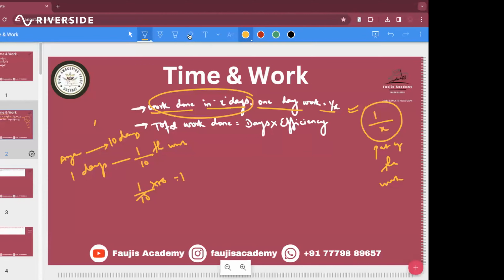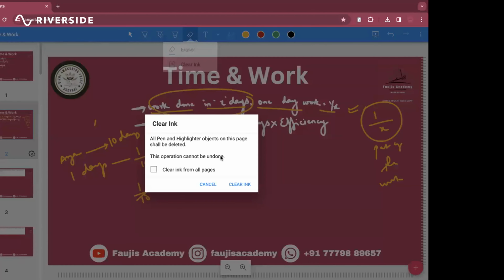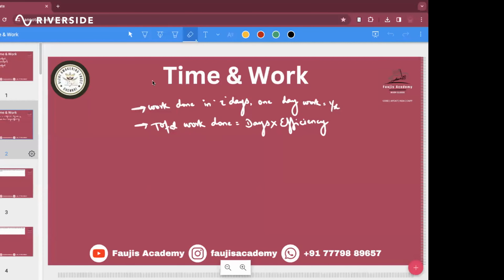And the final and last concept over here is also pretty much intuitive. There is nothing for you to understand. Total work done, TWD, how much work they have done, is equal to days into efficiency.